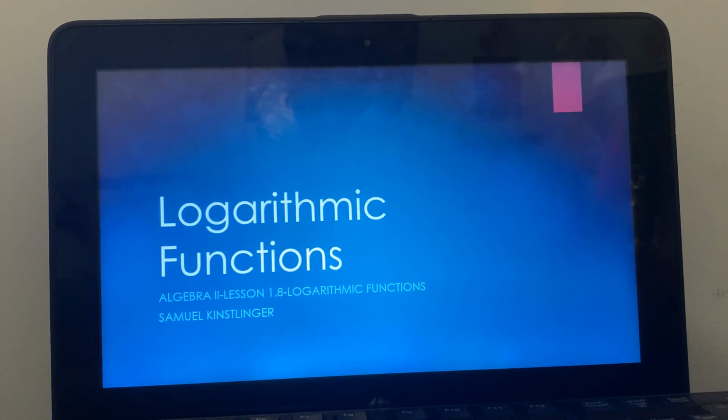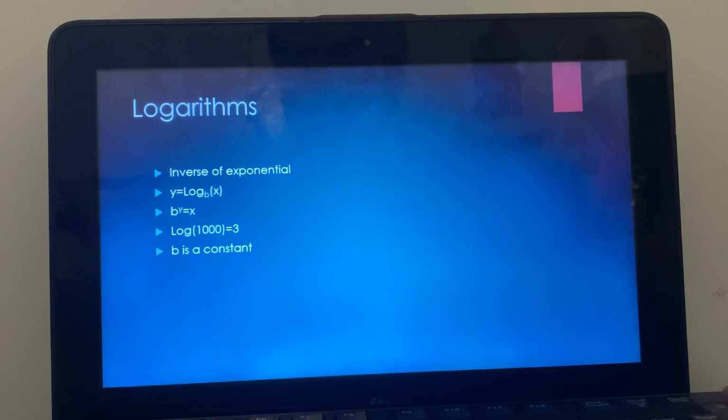Today, on the topic of Algebra 2, we will be learning about logarithmic functions, specifically their graphs and equations. Now, logarithms are the inverse of exponential functions, which means that if you switch x and y and solve for y, you'd get y equals log base b of x. Another way to write this is b to the y equals x.